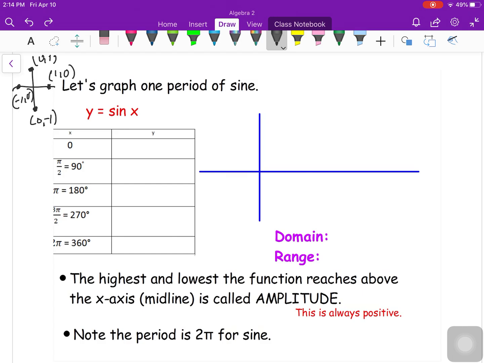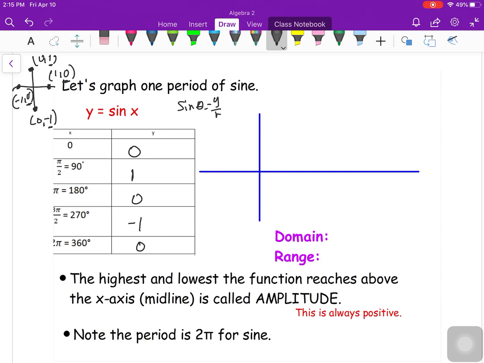So the sine at that, since sine of the angle will equal y over r, sine of 0 is 0. Sine of pi over 2 is 1. Sine of pi is 0. Sine of 3 pi over 2 is -1. And sine of 360 is 0.